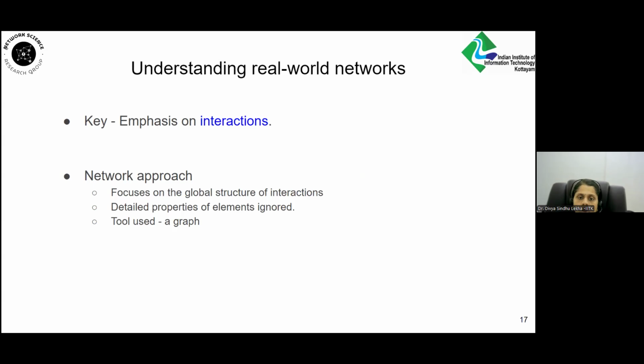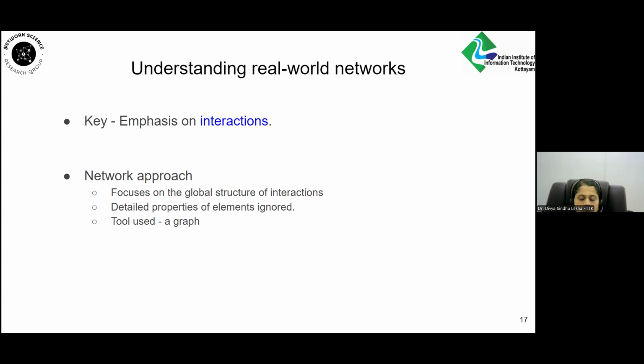For all these real world systems that we have seen, the key emphasis is on the interactions between the entities. So when we are modeling these interactions as a network, we are actually focusing on the global structure of interactions. On the whole, how these interactions are being interpreted. We are not looking into the detailed properties of the elements. For example, when you consider the case of the political post, we are not concerned about the information about the post. What is the content of the post?